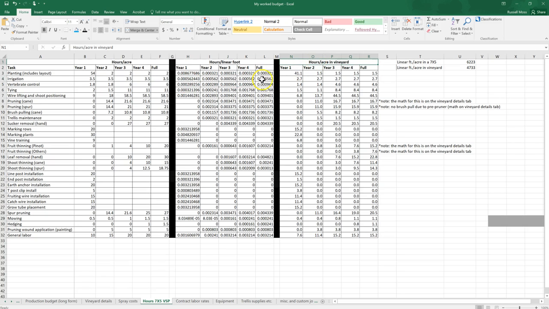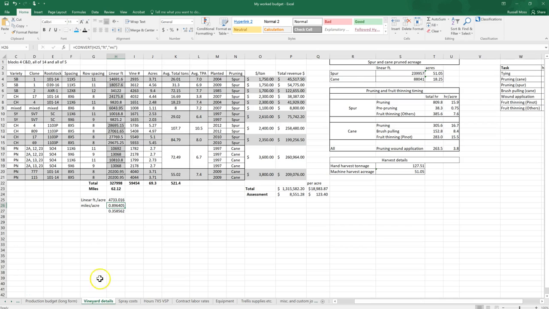And then we want to take this number and multiply it by the average linear feet per acre in our vineyard. I've already done this. I've calculated it as 4,733 for this particular site. If I go to this Vineyard Details tab, you can see I have all the block details, and I've calculated linear feet per block. What I've done is 43,560 divided by row spacing times the number of acres. So then I end up with this figure here, over 300,000 feet, and 62 miles of row.